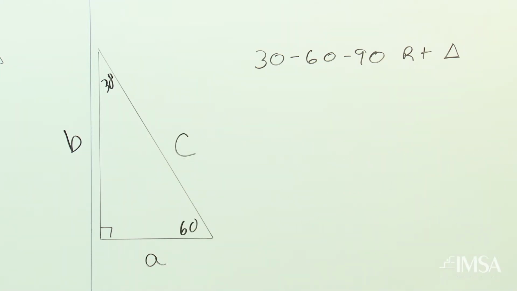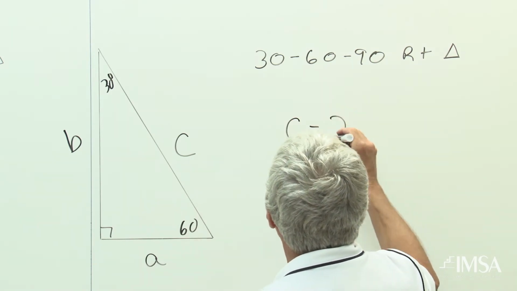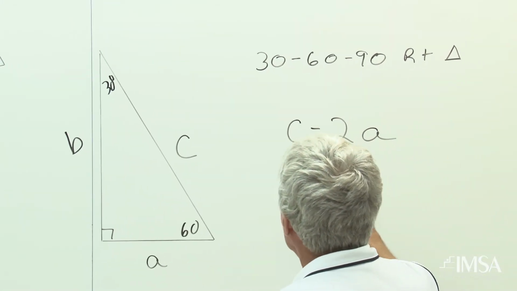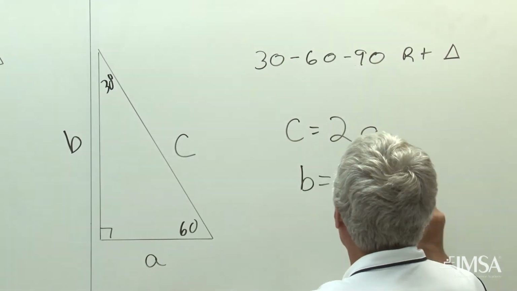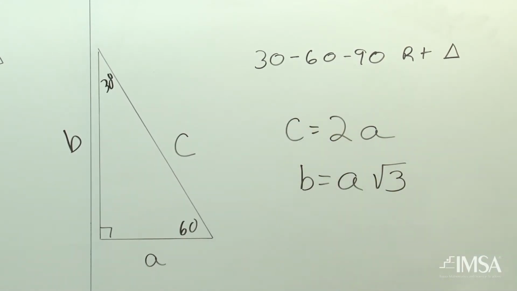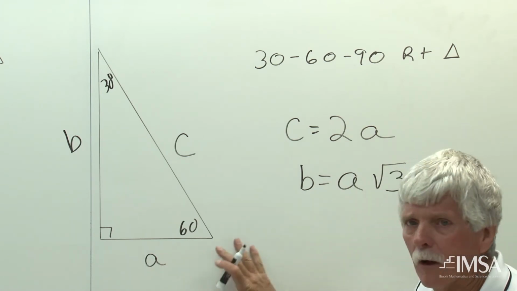The mathematical relationship is simple enough: C is equal to 2A, and B is equal to A, the short side, times the square root of 3. We won't go through all the multiplication with this, but this same kind of setup works all the time here.